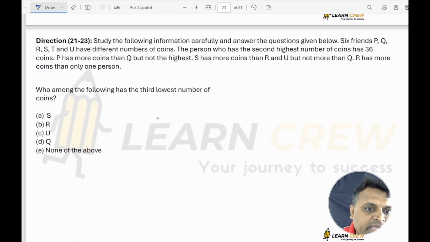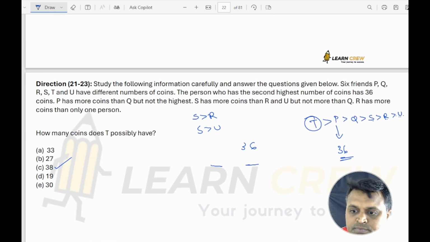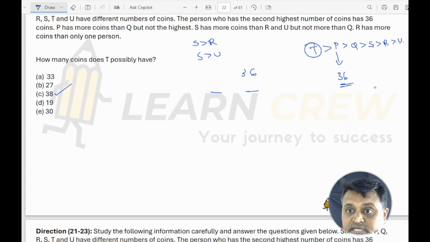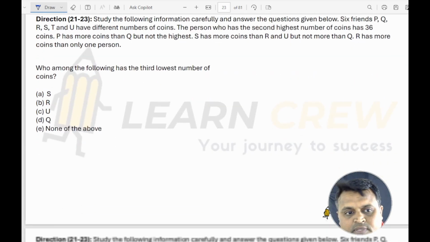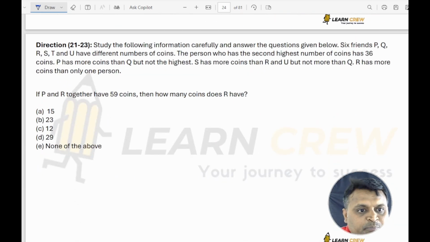Next, which of the following has the third lowest number of coins? First lowest, second lowest, third lowest. So the third lowest is S. The third highest is Q, the third lowest is S. So the answer is S. Next, if P and R together have 59 coins, how many coins does R have?